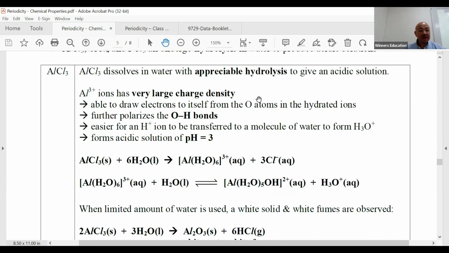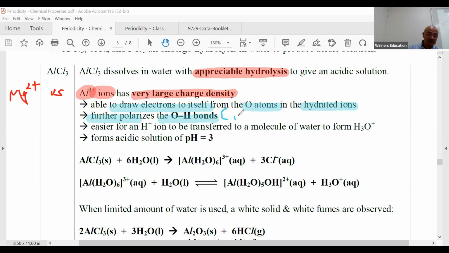So once again, AlCl3, we usually differentiate it from MgCl2. We don't say slight, we say appreciable. Appreciable, the dictionary says a lot more. A lot more hydrolysis. Now, why? Versus Mg2+. Each ion has higher charge density. So this is the technical answer: able to draw electron density to itself from the O atom in the hydrated ion more. Remember the water? So it can further polarize the O-H bond in the water.